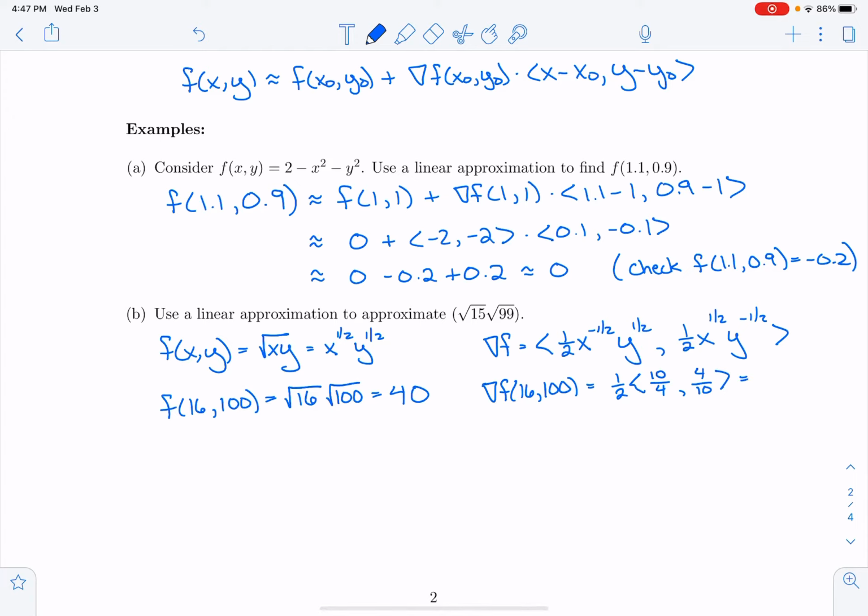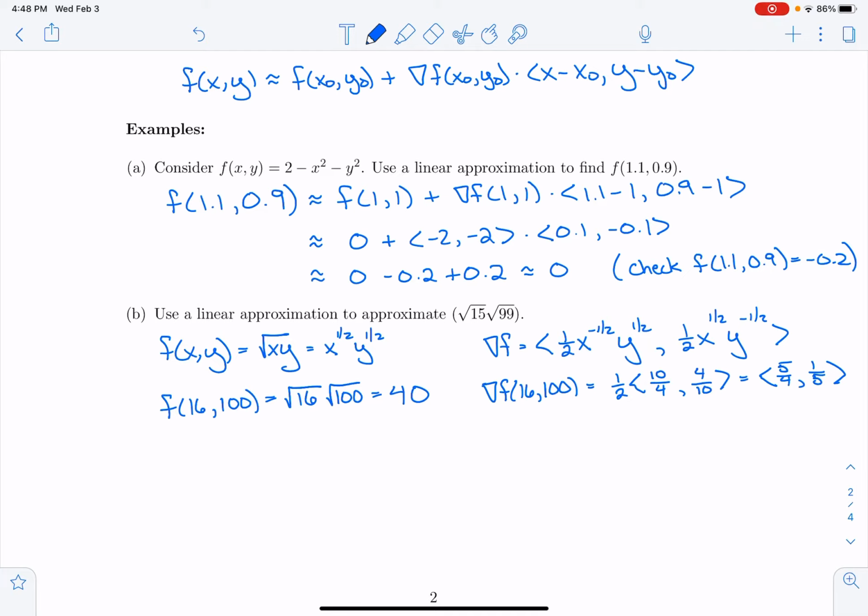So if we multiply by 1/2, we should get 5/4. And then 2 times 4/10 is actually going to be 1/5. Okay, so now we have the gradient.